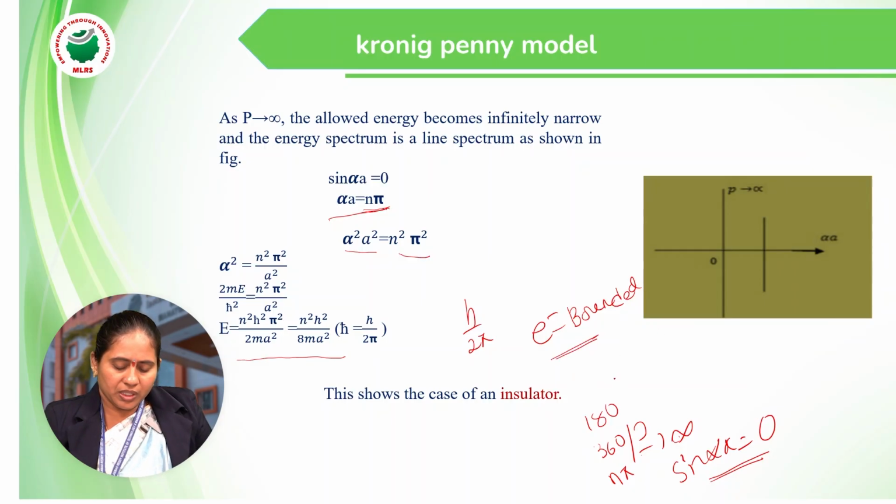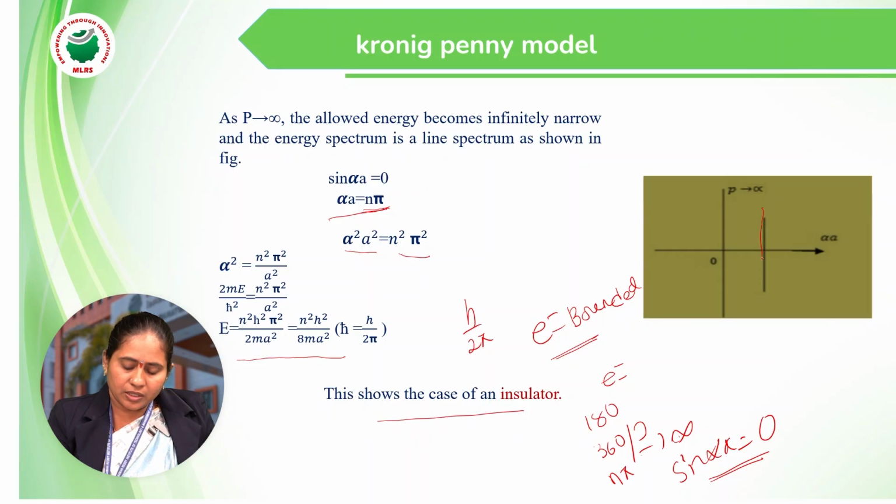Electron is bounded means electron is not moving. Not moving means it is a case of insulator. So that's why here we have only one line in this graph, because there is no range of +1 to -1. So that's why the electron is a bounded particle. There are no allowed energy levels.